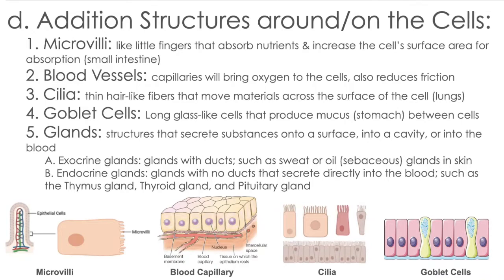While the endocrine glands are going to secrete materials into the blood. This is going to be like the thyroid gland or the thymus gland. Remember, the thyroid gland is in the neck, or the pituitary gland, which is in the brain. So these secrete hormones or materials directly into the bloodstream.